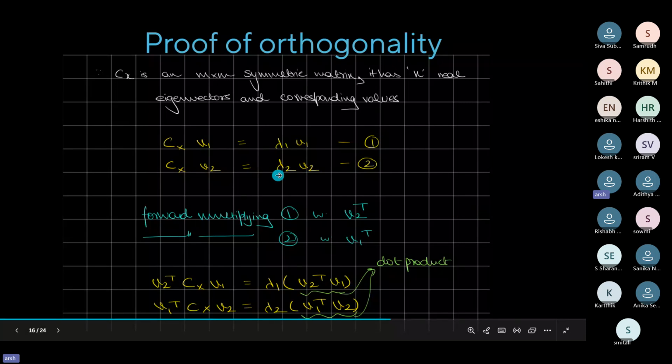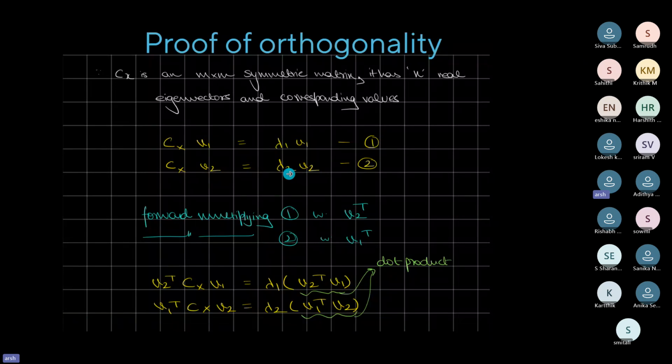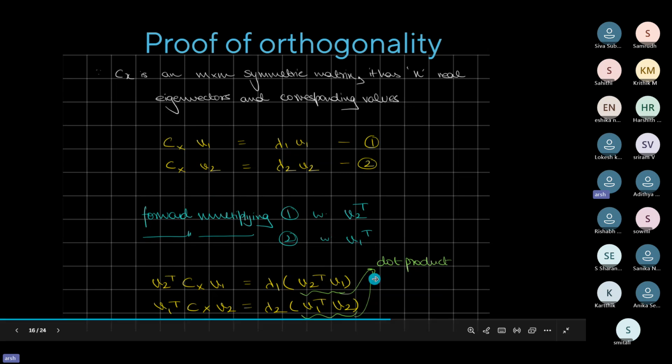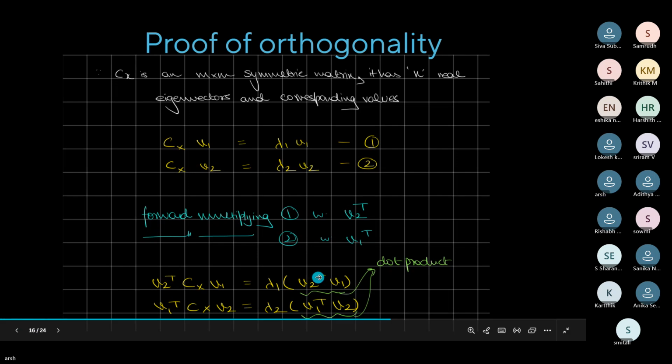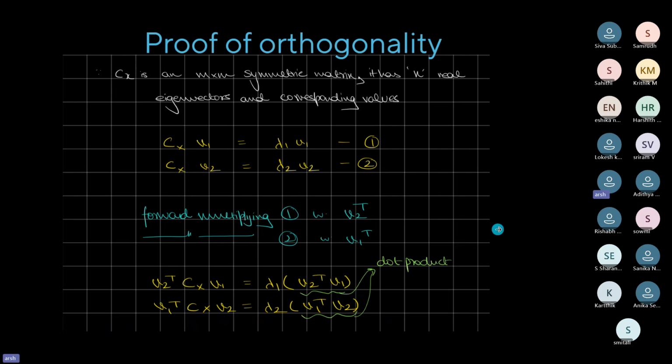Now, lambda1 and lambda2 are any two arbitrary values, and they don't necessarily have to be equal, which means that v2 transpose v1 has to be 0, which means the dot product between these two vectors has to be 0, which means that these two vectors are orthogonal. I hope that's clear. If there are any doubts, please ask.